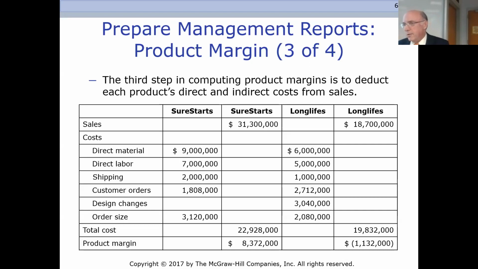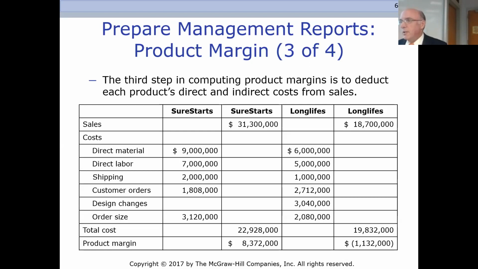Why might you not discontinue Long Life, even though it looks like it's losing money? Maybe in the long term. Maybe it's a complement to something else that you can do. Yeah, it might be a complement to something else. The same people who buy Long Lifes buy Sure Starts. If you discontinue Long Lifes, they'll go someplace else where they can get both, and you'll lose part of the business for Sure Starts.